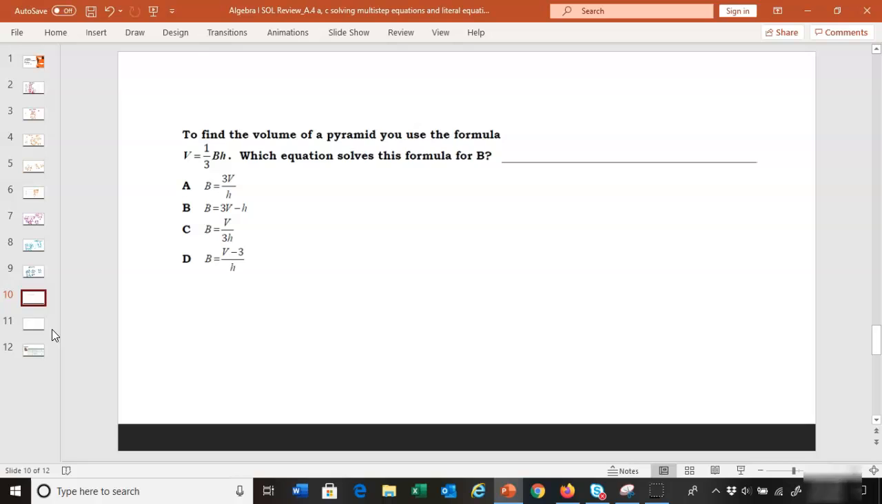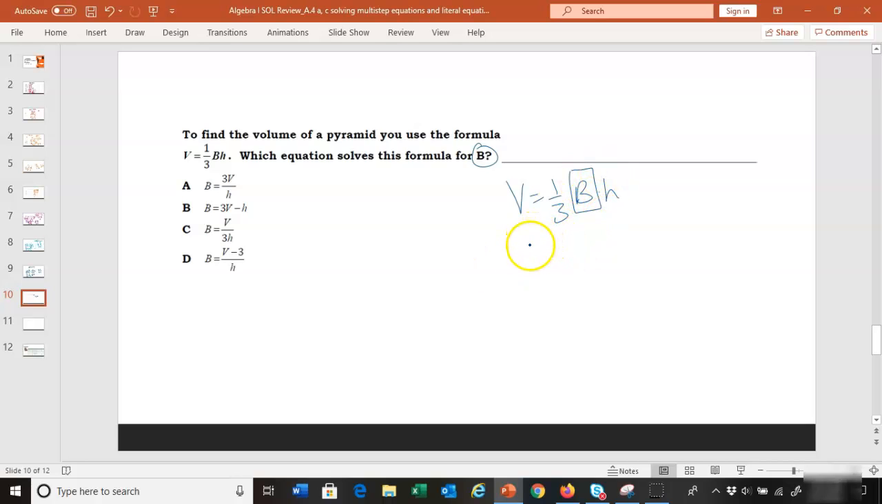All right, here we go. Here's an SOL type question. To find the volume of a pyramid, you use this formula. Which equation solves for B? So we want to get big B by itself. So we're going to leave the B alone and move everything else.